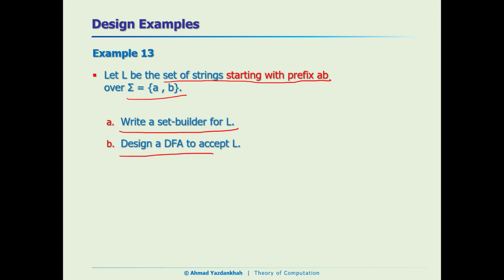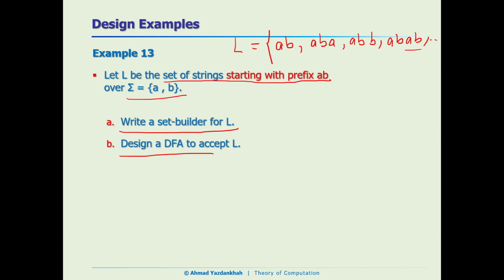Okay, so let's start with the set builder. It should start with AB. Definitely lambda is not part of this. So AB itself, yeah. After the AB, it can be anything, right? It can be A, it can be B, for example, it can be AB, and so forth, right?